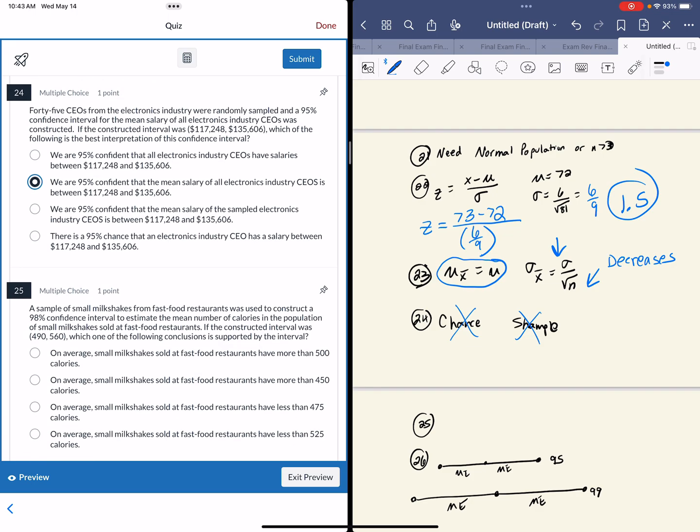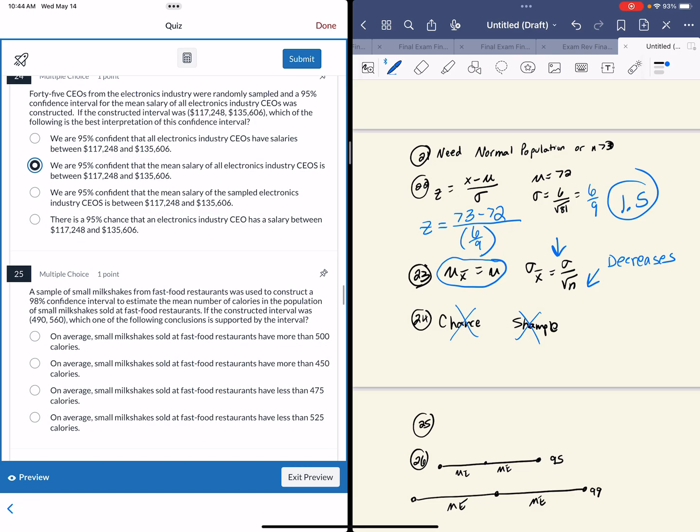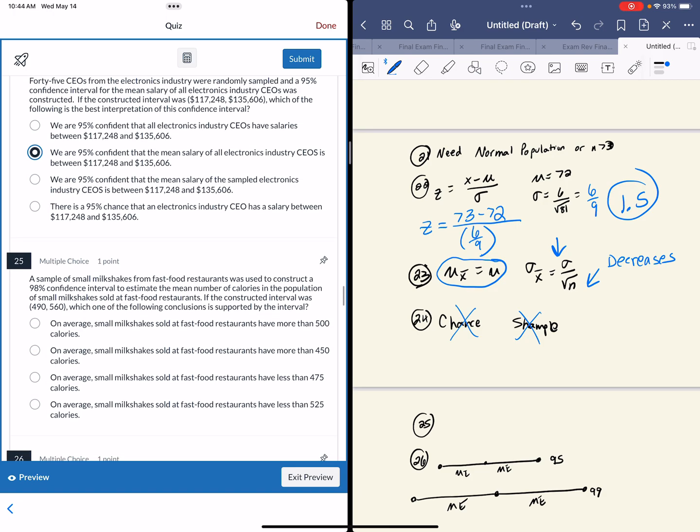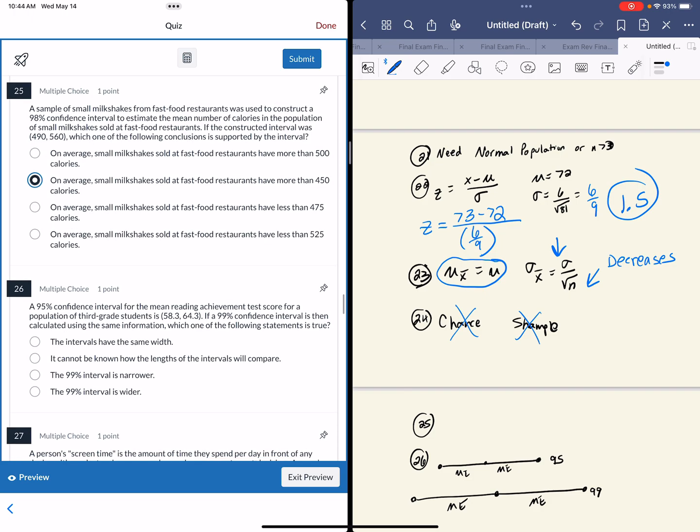This one is about milkshakes, and the confidence interval is 490 to 560. Look at your questions. On average, milkshakes sold at the fast food restaurant have more than 500 calories. Some of those have less. Have more than 450. That looks good. All of them have more than 450. The next one, less than 475. They don't all have less than 475. None of them do. Have less than 525. They don't all have less than 525. So that was the best answer.